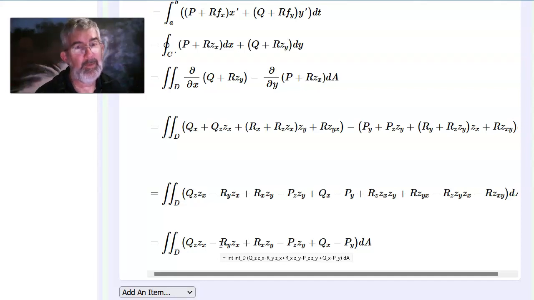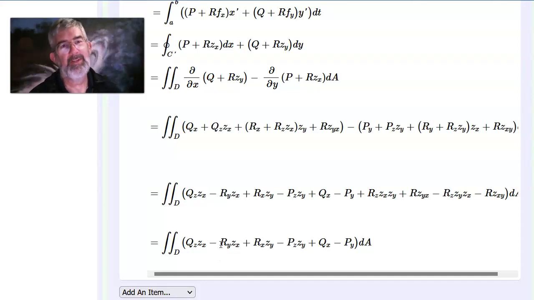All right, I did want to go through this again because it's really bonkers in the book to see where this thing turns into this, where this thing turns into this. It's just, how's that happen? Chain rule.